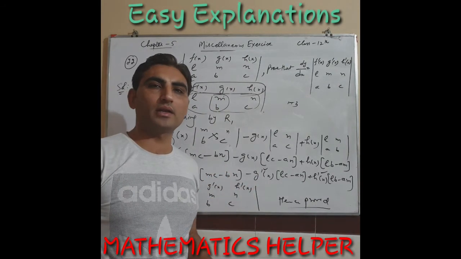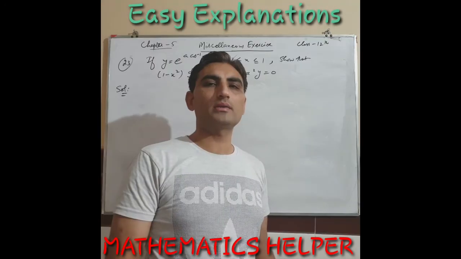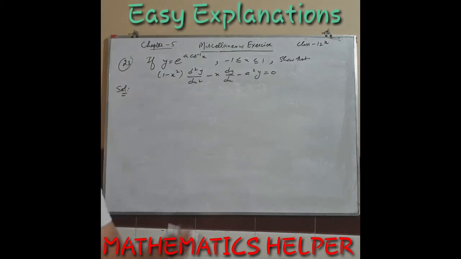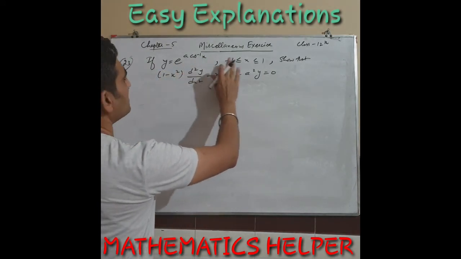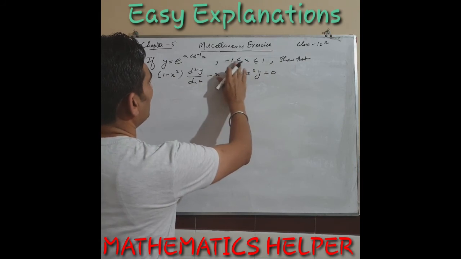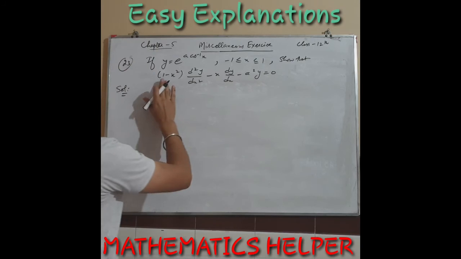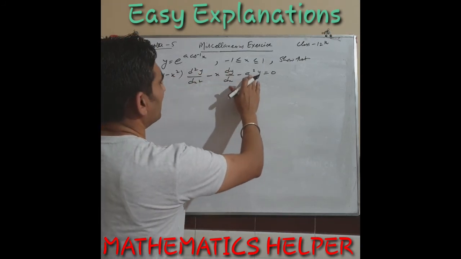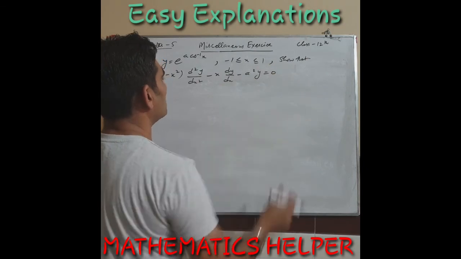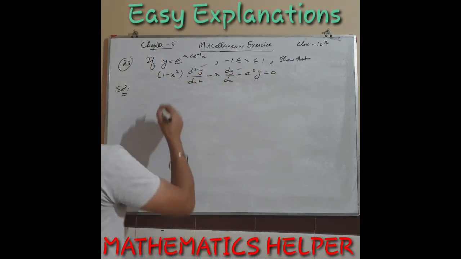See next what is given in the last question of this exercise, question number 23. So here is our last question, question number 23. If y equal to e raised to power a cos inverse x, and the condition is x lies between minus 1 and 1, it may be minus 1 or 1, show that (1 minus x square) d square y over dx square minus x into dy over dx minus a square y equal to 0. So there is a need of double derivatives and single derivatives. See how we are able to get the answer of this.